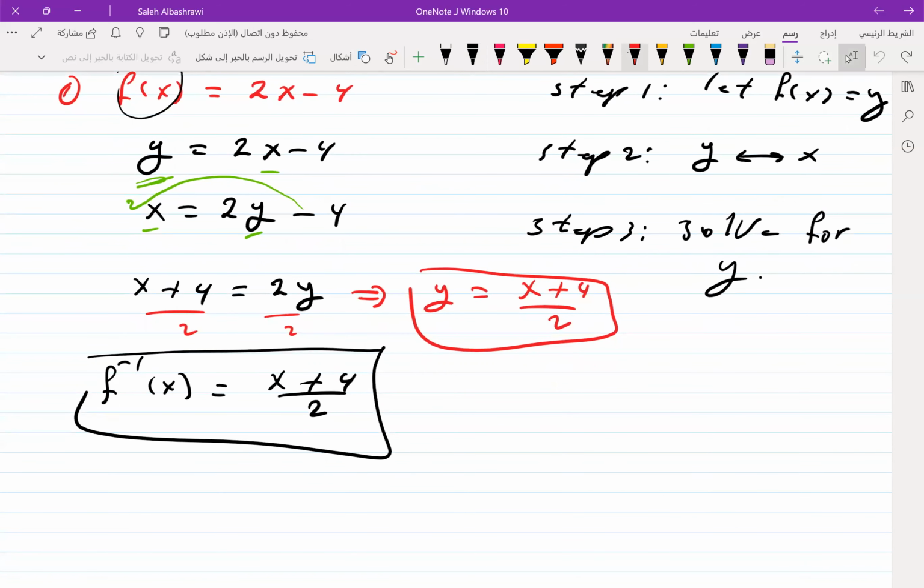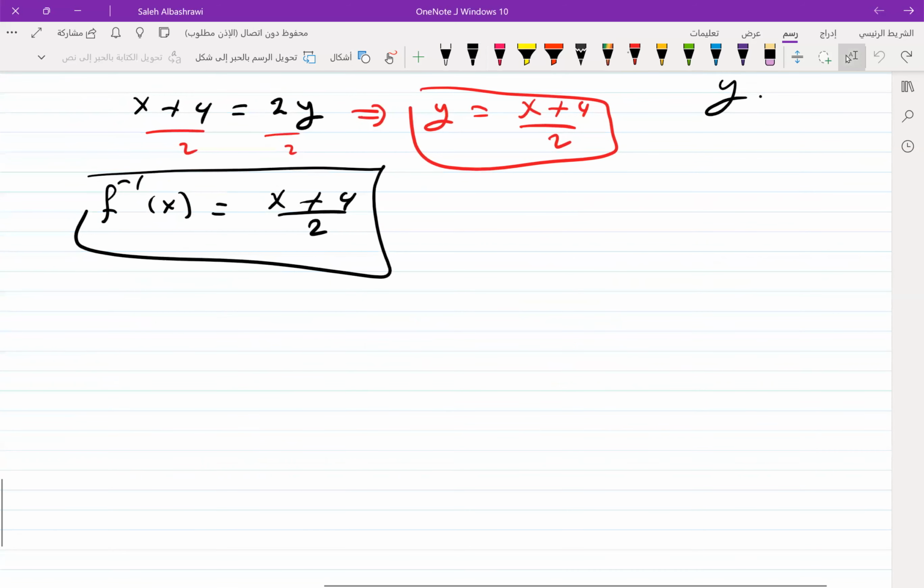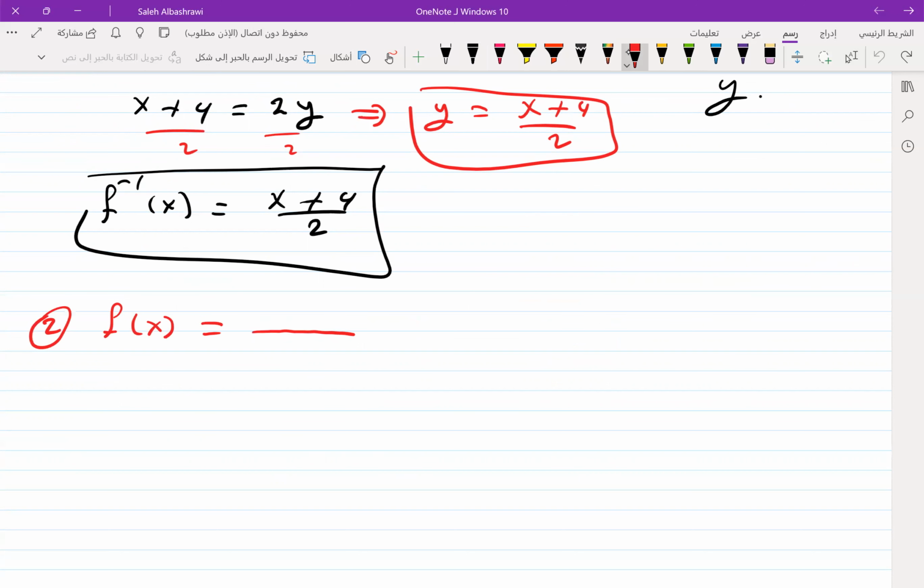Let's have another example, number 2. F of x equal to 2x divided by x minus 1, where x is not equal to 1. If x equals 1, then the denominator will be 0, and it is undefined to divide by 0. So let's apply the 3 steps.